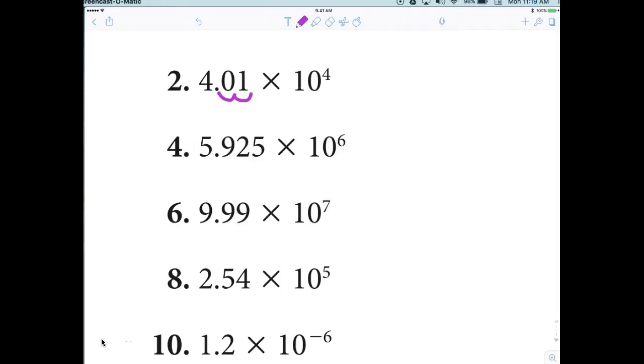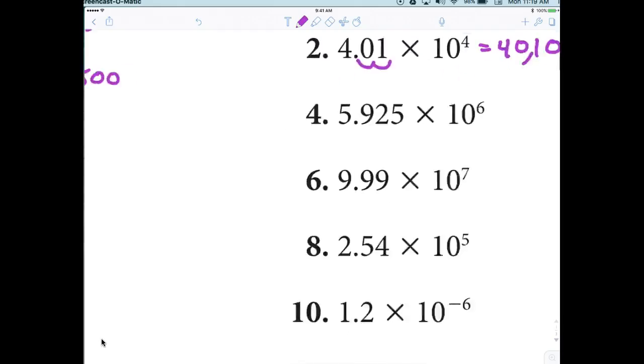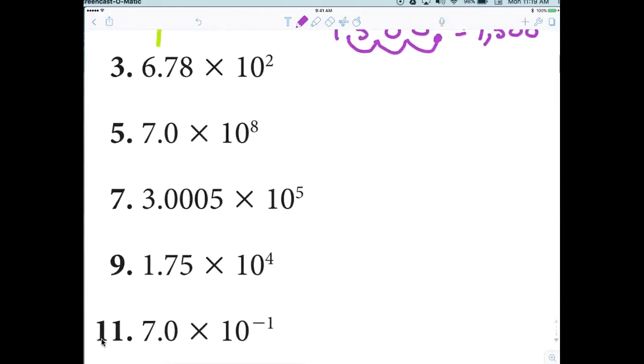Or you can just look at it and say, since I'm moving it 4 places and there's 2 decimal places, I need to automatically add what? 2 zeros. I automatically have to add 2 zeros. So my answer is 40,100. Is everybody okay with that? Now let's take a look at question number 3.